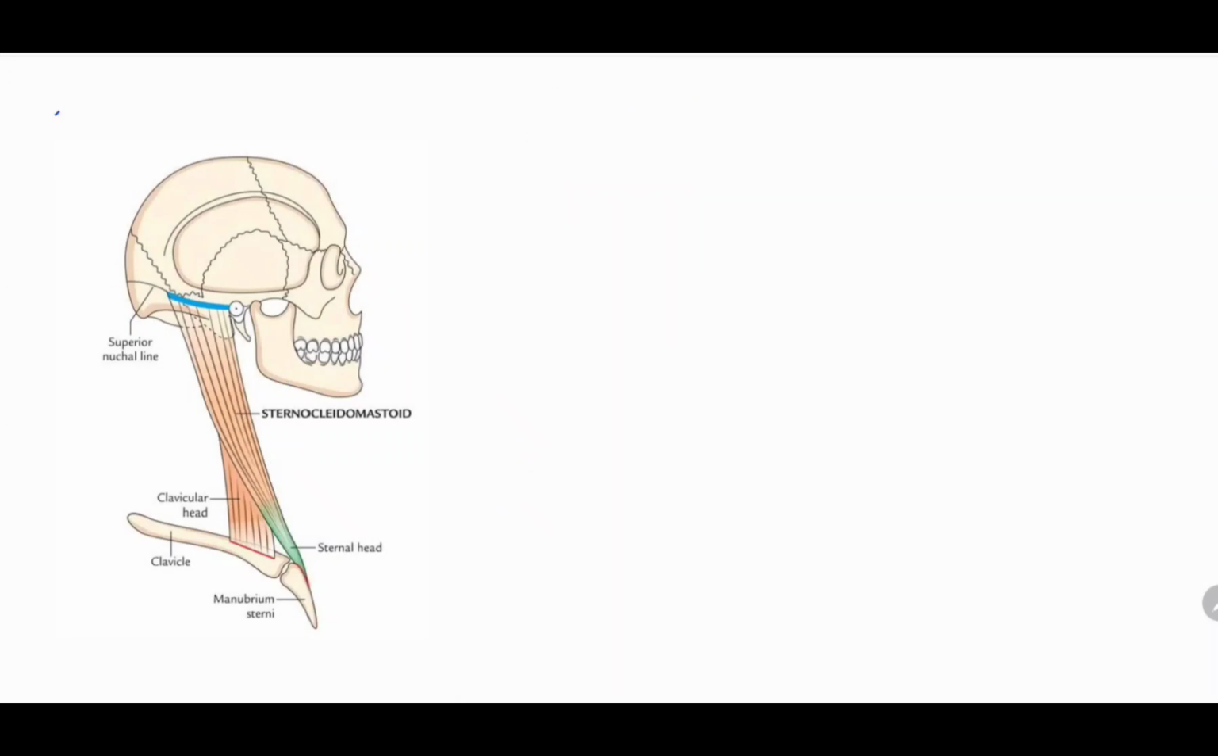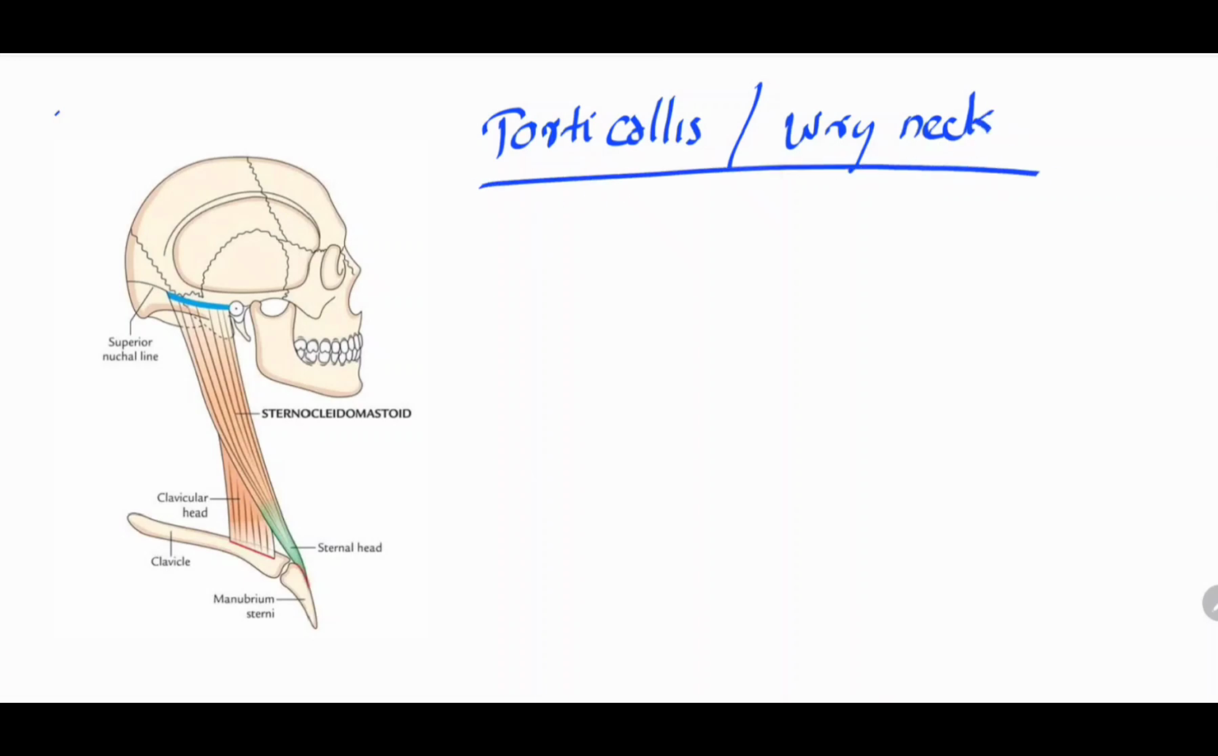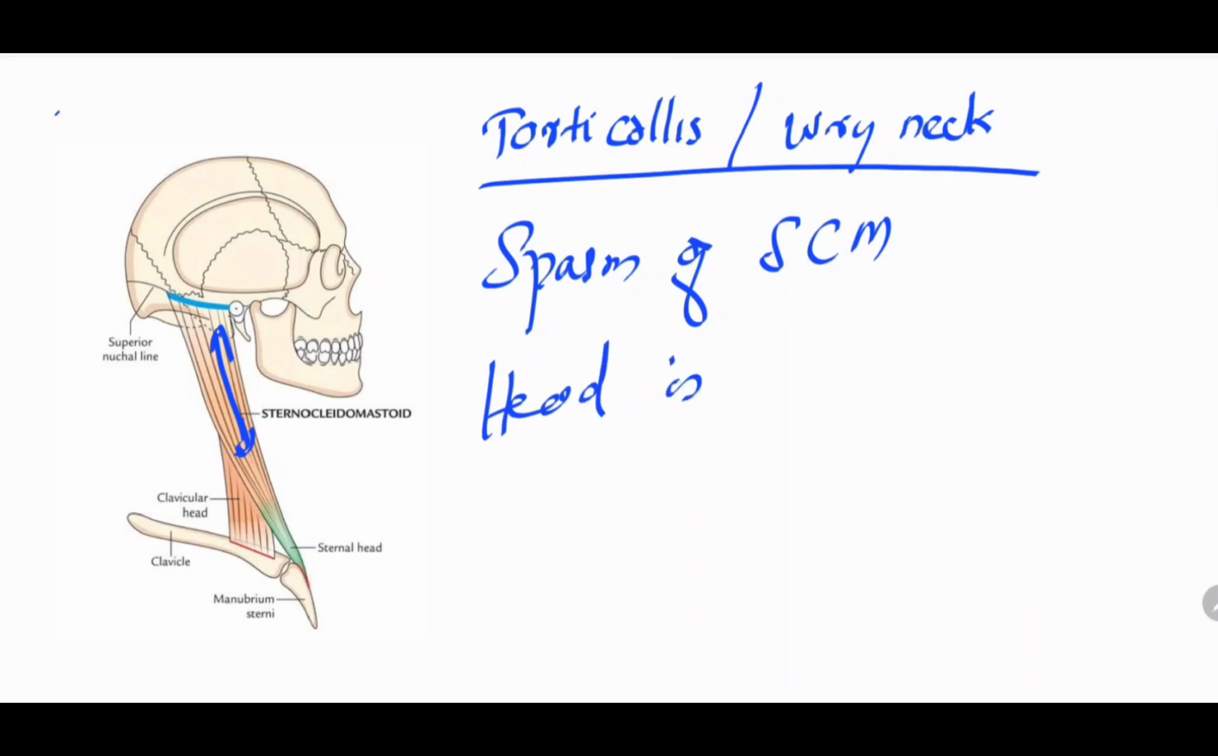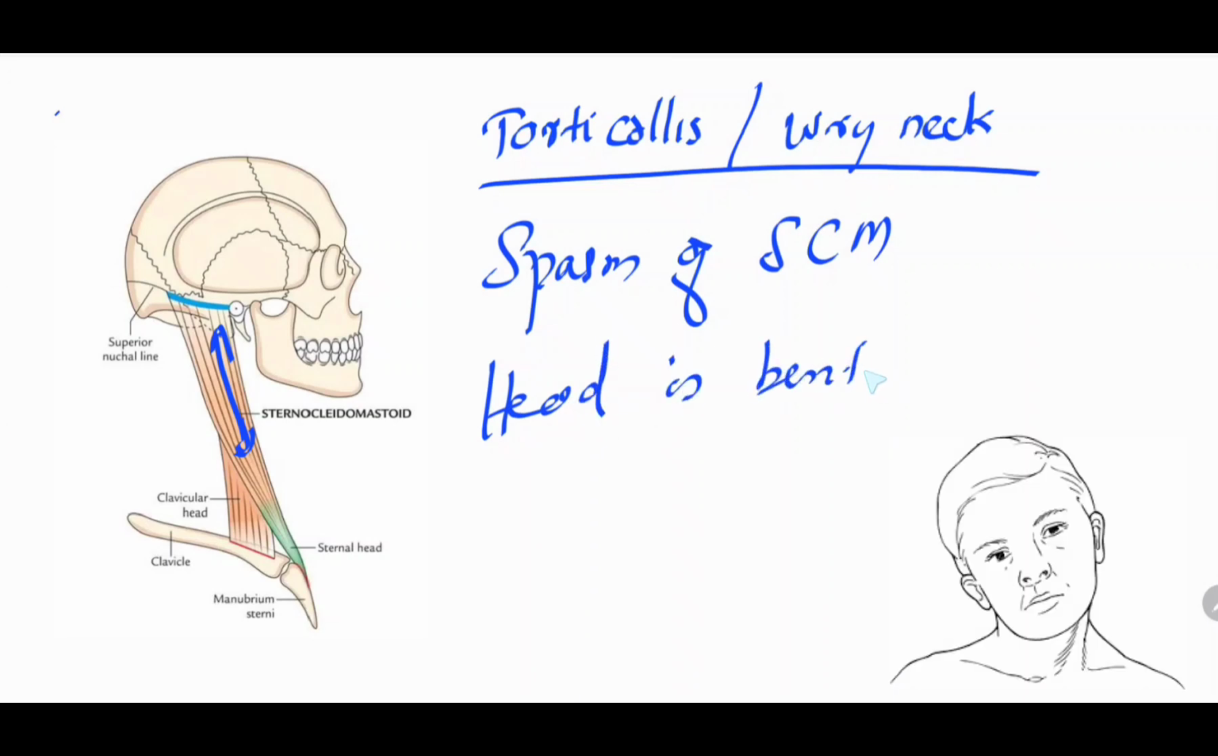Now, what do you mean by torticollis or wryneck? It is nothing but the spasm of the sternocleidomastoid. This particular muscle contracts and remains in a state of contraction. That condition is known as torticollis. It's a clinical state where the head is bent to one side.